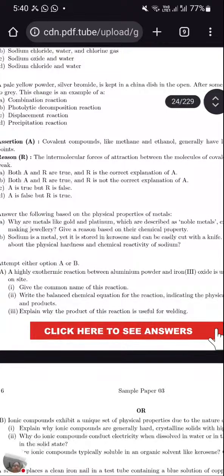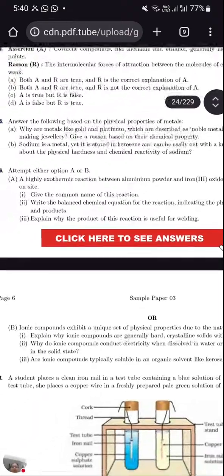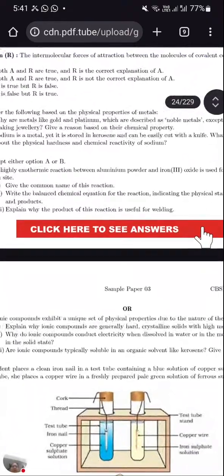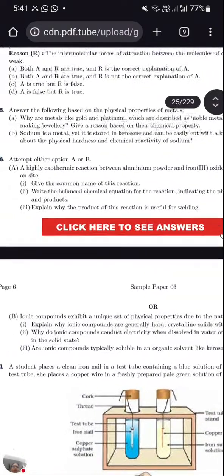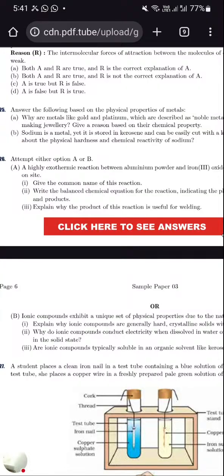Okay, now 25th, we completed gold one and sodium one. For the next question, the highly exothermic reaction between aluminium powder and iron 3 oxide used for welding. What is the name given for this? Give the name of the reaction. Very important question. What do we call that reaction? Thermite reaction. Now write down the reaction. Give the thermite reaction.